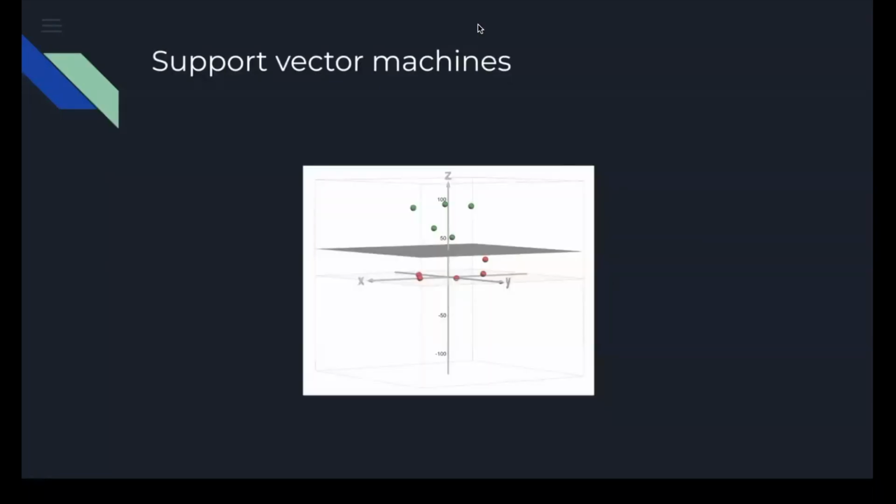Support vector machines try to divide our dataset into classes with an imaginary plane that is optimized to reduce the number of misclassifications and maximize the distance between classes.